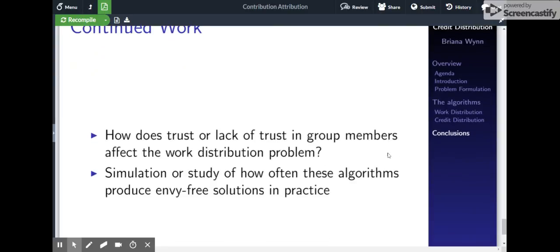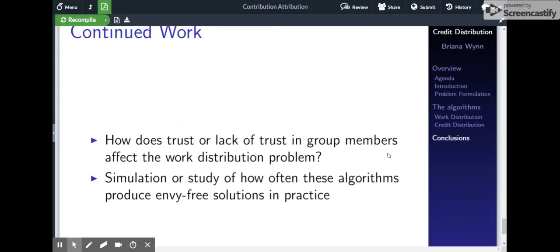Some of the continued work would be to look at how trust or lack of trust in group members might affect the work distribution, and then maybe run a simulation or study of how often these algorithms actually produce envy-free solutions in practice.